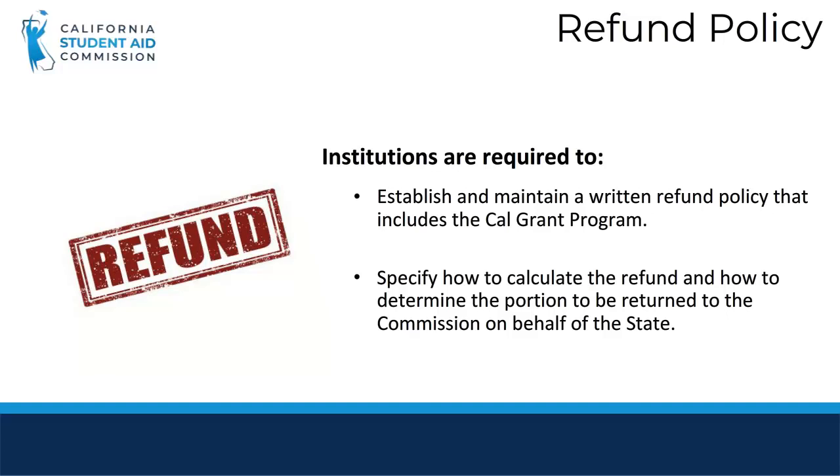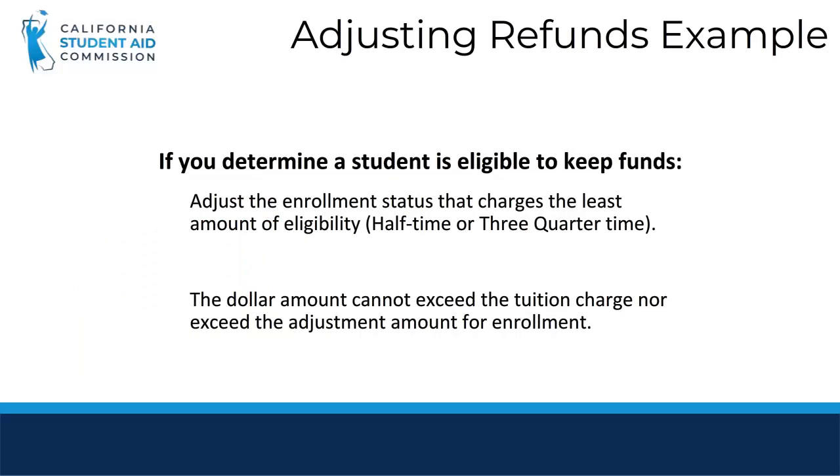Institutions are required to establish and maintain a written refund policy that includes the Cal Grant program. This policy should specify how to calculate the refund and how to determine the portion of the payment to be returned to the Commission on behalf of the state. If you determine a student is eligible to keep funds, the school will need to adjust the enrollment status, full-time, three-quarter time, or half-time, that charges the least amount of eligibility, but will allow for the determined dollar amount to be paid in the system. The dollar amount cannot exceed the tuition charge or exceed the adjustment amount for enrollment.